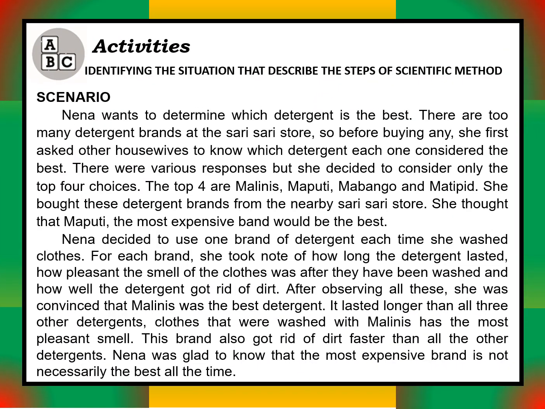Now let me check if you have understood the concepts of the scientific method. Scenario. Nana wants to determine which detergent is the best. There are too many detergent brands at the sari-sari store. So before buying any, she first asked other housewives which detergent each one considered the best. There were various responses, but she decided to consider only the top four choices. The top four are Malinis, Maputi, Mabango, and Matipid. She bought these detergent brands from the nearby sari-sari store. She thought that Maputi, the most expensive brand, would be the best.